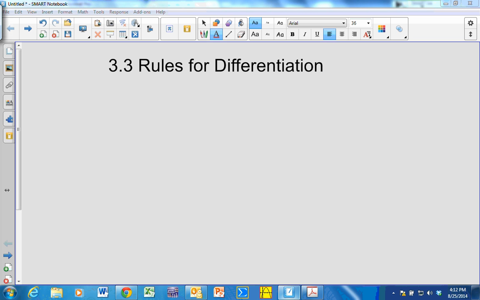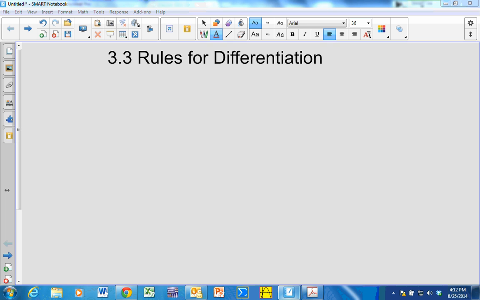This video is on the rules for differentiation. So we've learned the process for finding the derivative by definition, but fortunately a lot of the things that we do have a little more simplified way. For the different things you have on your notes pages, you have all the different rules.